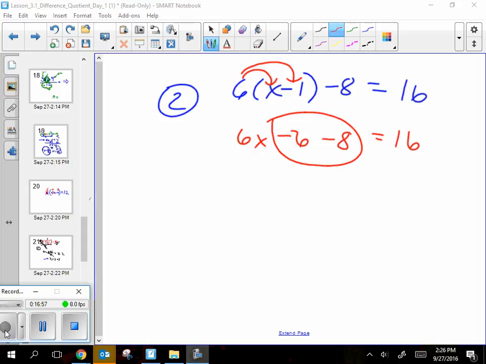Keep going. Because they're on the same team. It's like 6 on the negative team and 8 on the negative team. Yes! 6x and a negative 14 equals 16. Very nice. You came through.